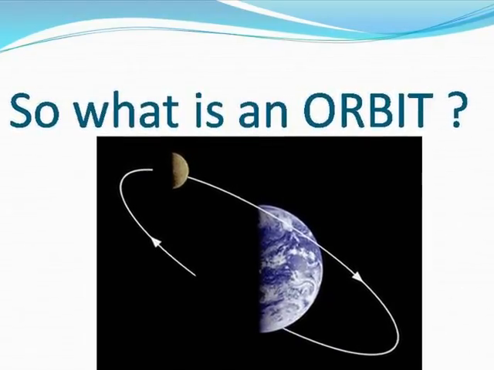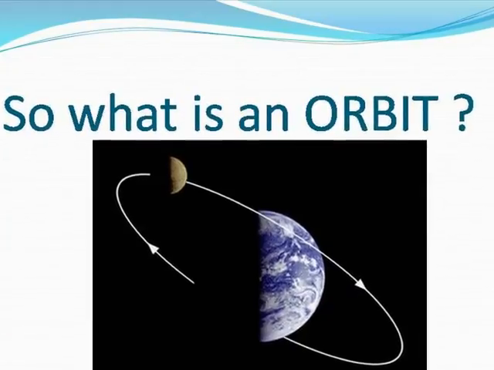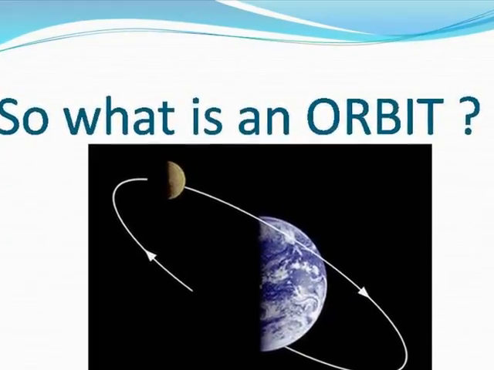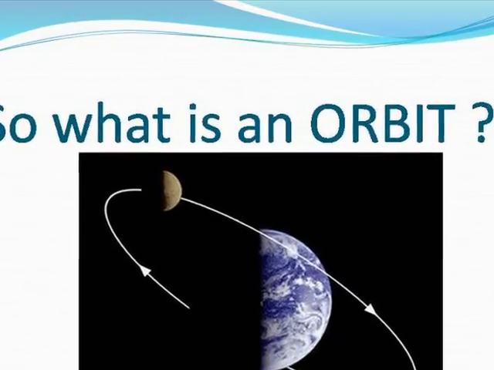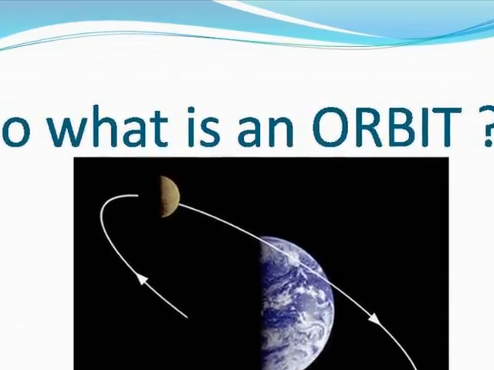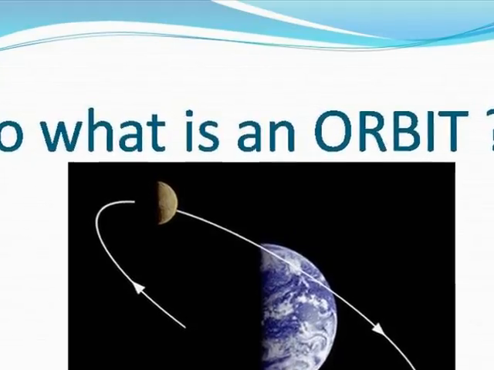So what is an orbit? An orbit is the path of one object around another object. So how long does it take for the moon to travel around the Earth? It takes about 1 month for the moon to travel around the Earth.